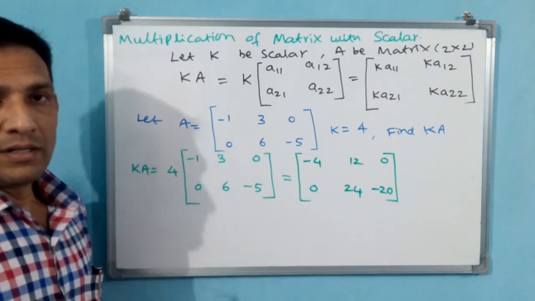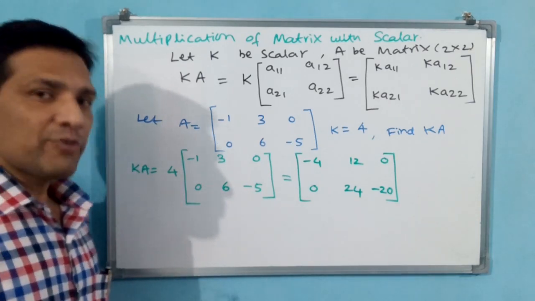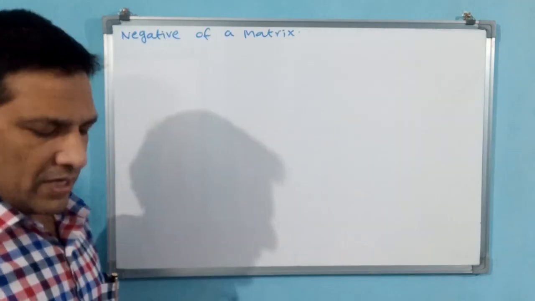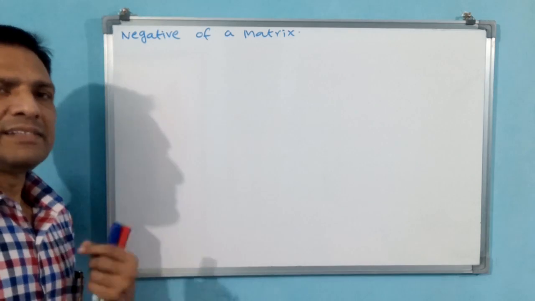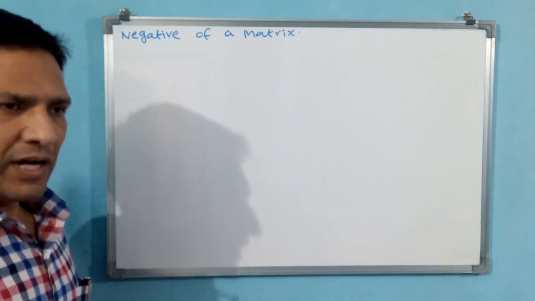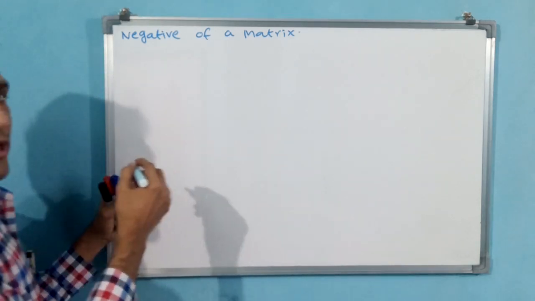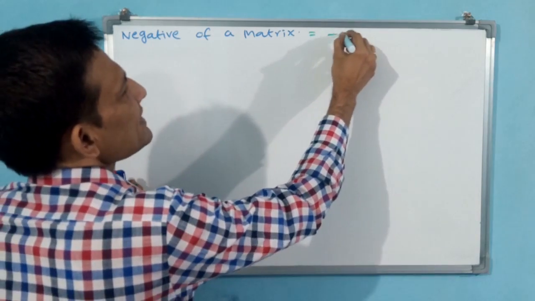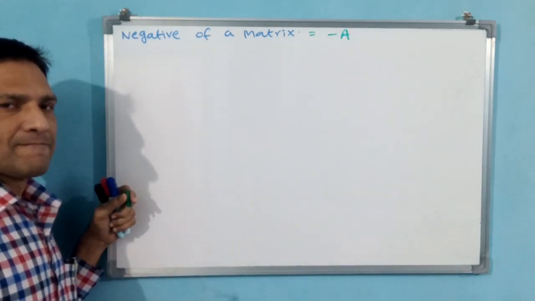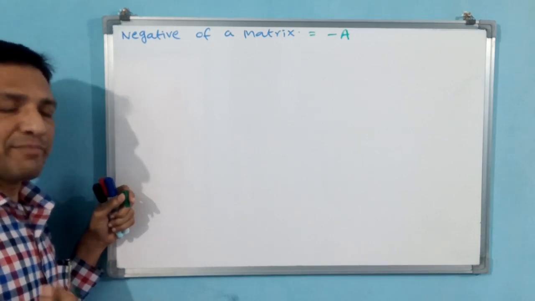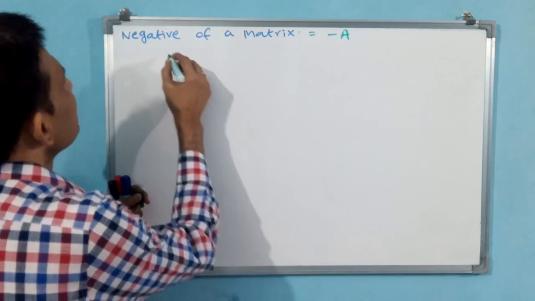Okay. Now let us see the negative of a matrix. See the negative of a matrix, how to write it. Say one matrix is there with us, A, and we want to write the negative of that matrix. Negative of a matrix is equal to minus A. That you have to keep in your mind. If A is a matrix, then minus A is the negative of the matrix.